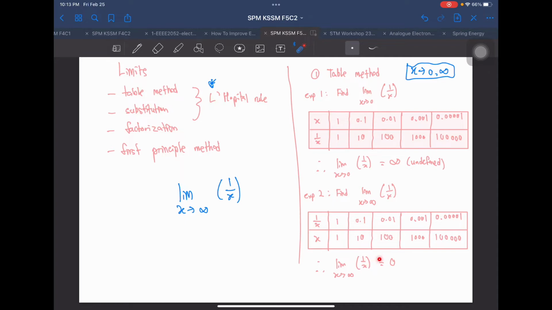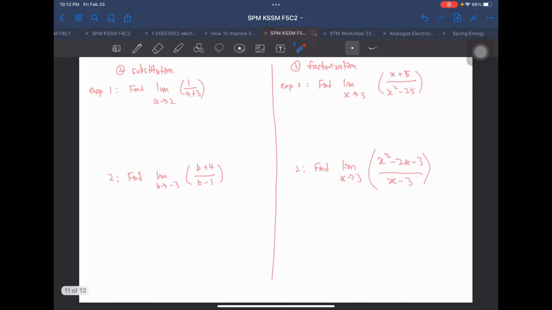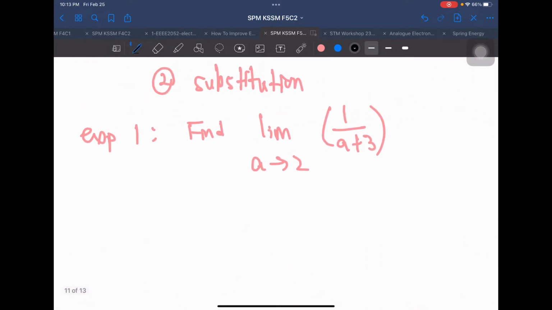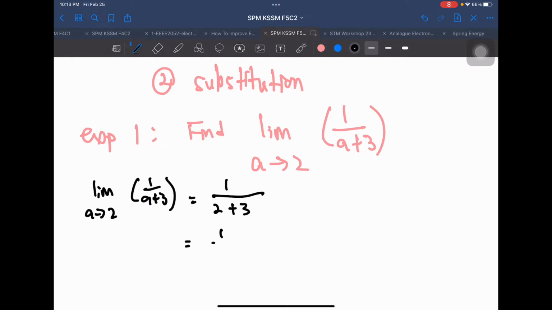Okay, let's move on to the second part, which is substitution. I would like to lead by example. This is the first question. Let's solve it using the substitution method. First, we copy down the question. Next, what is the substitution method? In the substitution method, you just sub it in. So sub in a equals 2 at a. Okay, so this is this. Easy, right? Let's take the second example.